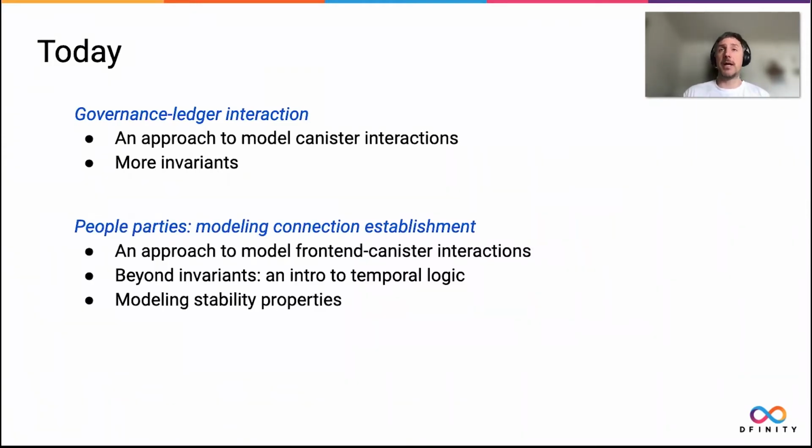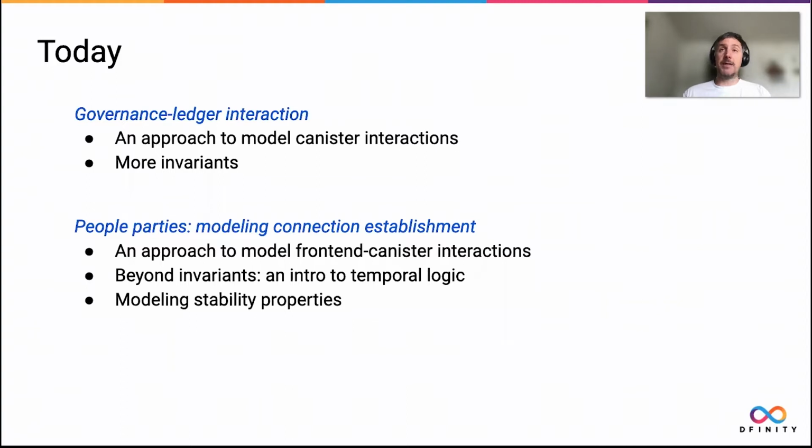We will look at how we modeled connection establishment. People Parties is a Dapp, so it has a front end and a canister backend. It's a full-fledged application built on top of the Internet Computer. We'll use this as an example of how you can approach modeling front end and canister interactions.